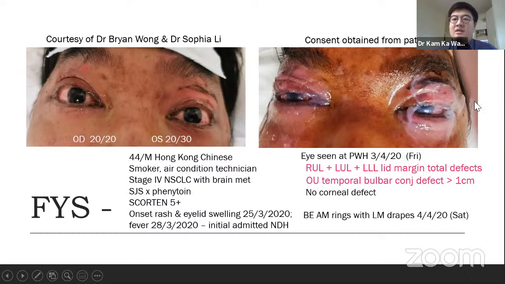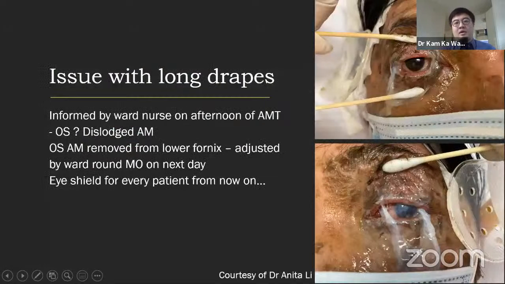This time we had deliberately left a very long drape on the eyelid skin and see whether this will be a good idea. And it turned out to be no, okay? We were informed by the ward nurse on the same afternoon that the patient may have rubbed his eye and the amniotic membrane became dislodged. As you can see from the lower photo here, the amniotic membrane was being pulled out of the inferior fornix.